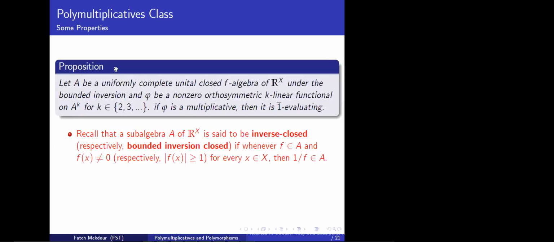Next, in turn, we show one of the properties related to the evaluation characterization of the symmetric linear functional phi, under the condition that A is assumed to be a uniformly complete unital closed f-algebra of R^X, and phi is a nonzero orthosymmetric linear functional.